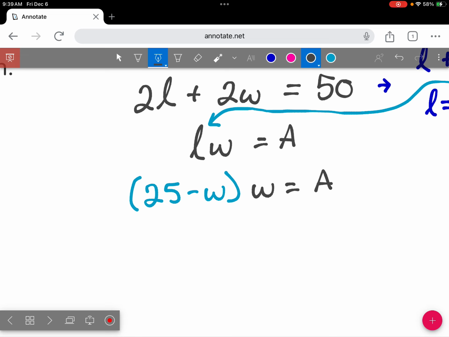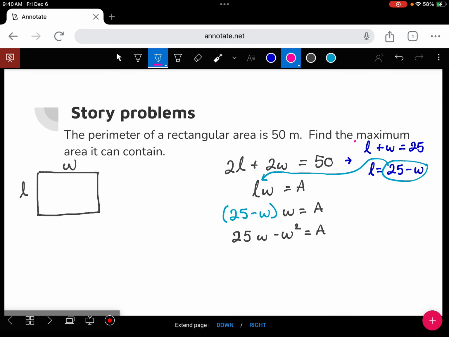I'm going to multiply this out real quick so that we can see what kind of expression this is. If I have 25W minus W squared is our area, what kind of function is that? It's a quadratic. How do I find a maximum of a quadratic? Negative b over 2a, because we're looking for what point? Our vertex.